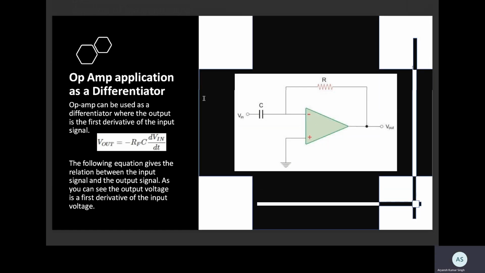Op-amp application as a differentiator. Op-amp can be used as a differentiator as well, where the output is the first derivative of the input signal. Vout is equivalent to minus Rf into C into dVin by dt. The following equation gives the relation between the input signal and the output signal. As you can see, the output voltage is a first derivative of the input voltage.